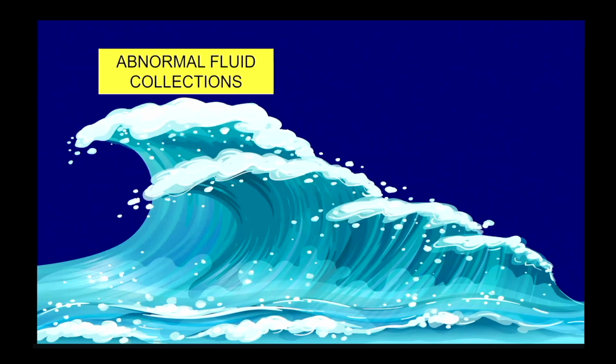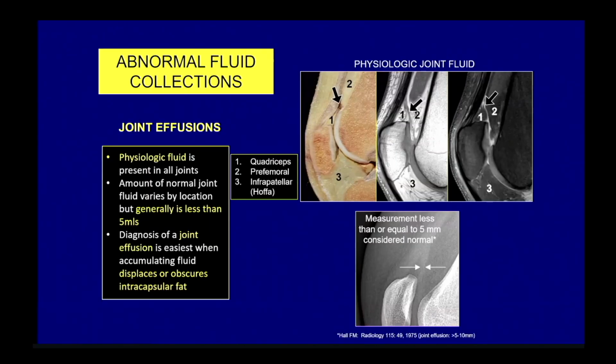So let's begin this particular presentation with the first part. We're going to be talking about abnormal fluid collections. Okay, so let's start with joint effusions. Generally, in almost all synovial joints, there is a physiologic amount of fluid, and it's generally measured in a few milliliters. Perhaps in larger joints that reaches 5 milliliters.